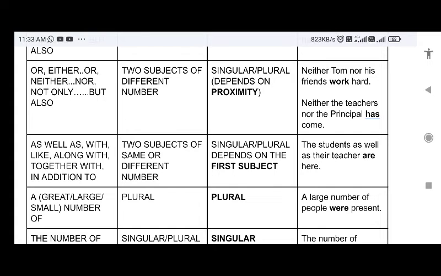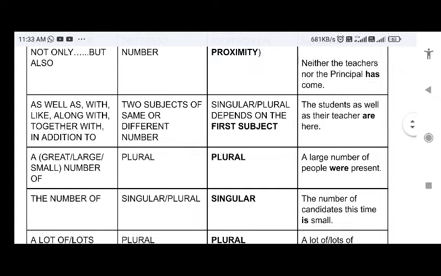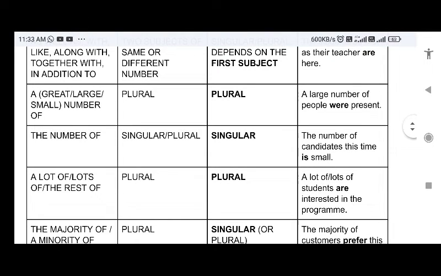Come to the next one. That is a great or large or small number, meaning a great number of, a large number of, or a small number of. If they are joining plural subjects, then the verb will also be plural. Generally they join plural subjects. See, a large number of people, people is plural, were present. It doesn't matter whether it is a large or a small number. Whenever they are joining plural, the verb will also be written in plural.